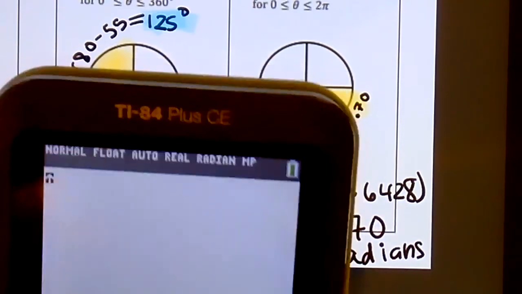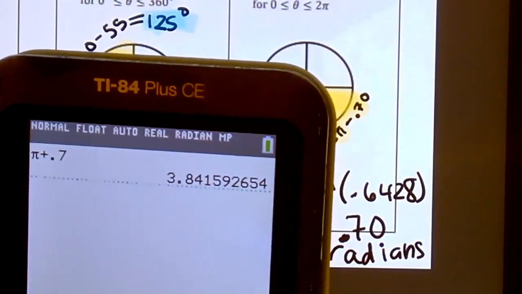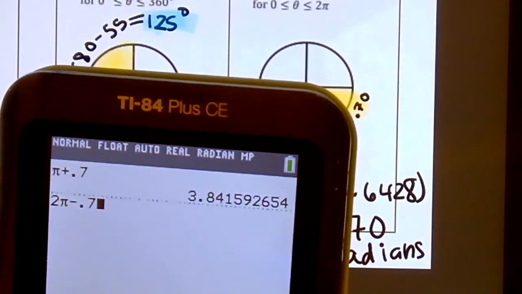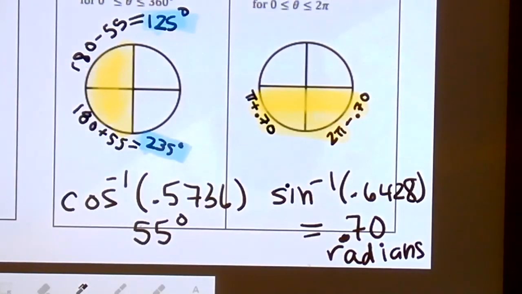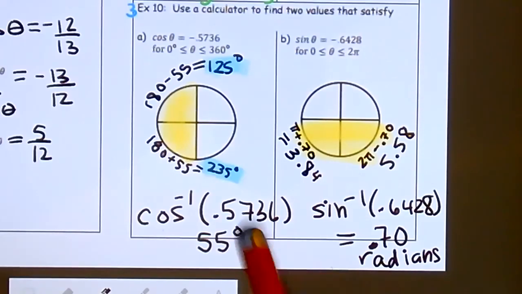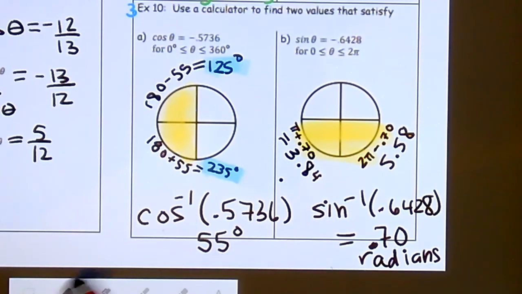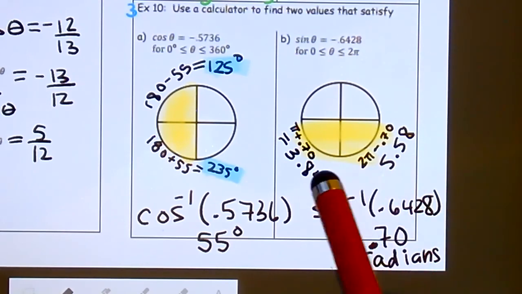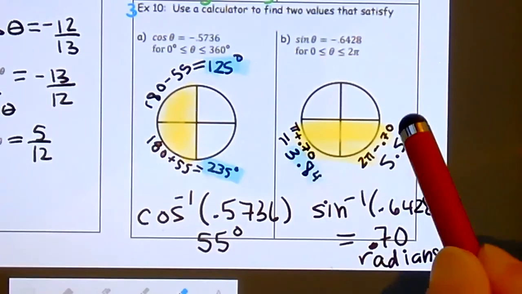So I'm going to do pi plus 0.70, which gives me about 3.84, and then 2 pi minus 0.70, which gives me 5.58, okay? So again, pi plus 0.70, I put in my calculator, got 3.84. 2 pi minus 0.70, I get 5.58. And those will be my two angle values in radians.